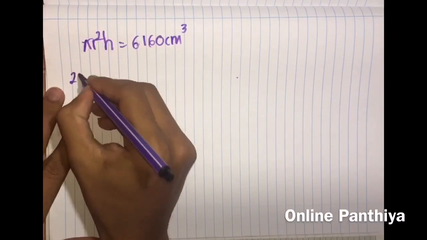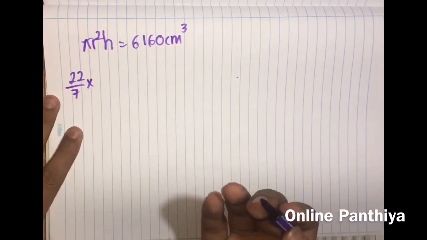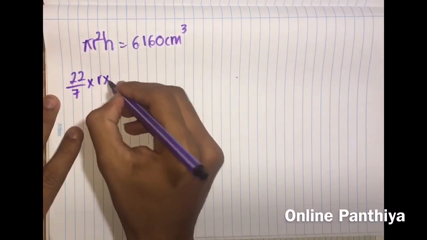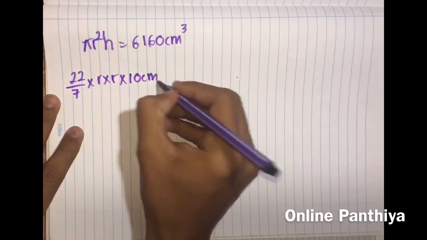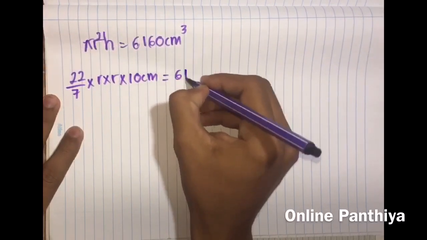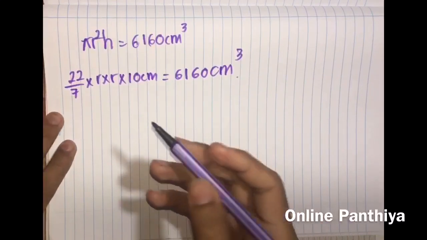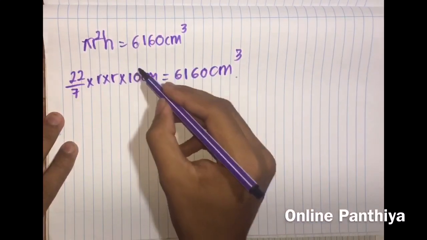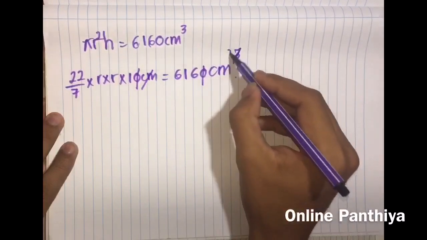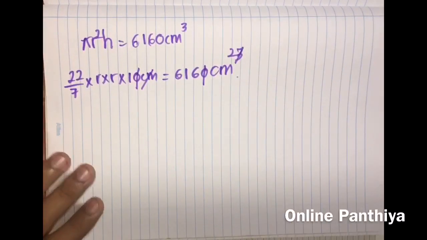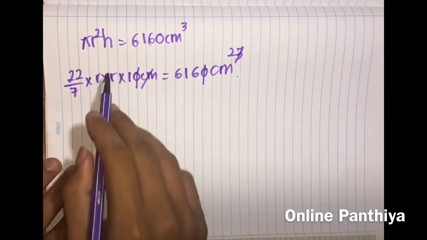Okay, how much is pi? 22 over 7. Do you know the radius? No. That is why you have to find it out. So I'll call it r. What is my h? It is equal to 10 centimeters, and the total is equal to 6160 centimeter cube. Done. Okay, now you can cut this 0 and you can cut the centimeter also. This will give you to the power 2. Now you have to make r squared the subject.